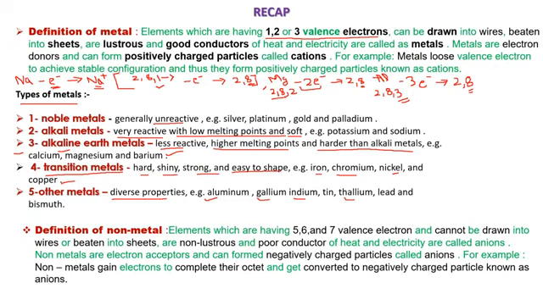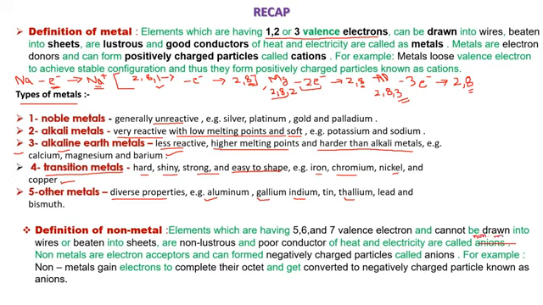Now coming to the definition of non-metals. I'll take the laser pointer. The definition of non-metal is elements which are having 5, 6 and 7 valence electrons and cannot be drawn into wires or beaten into sheets, are non-lustrous and poor conductors of heat and electricity, are called non-metals, right? Here it has to be written, non-metals has to be written here, right? So I'll just cut it and write they are called non-metals.